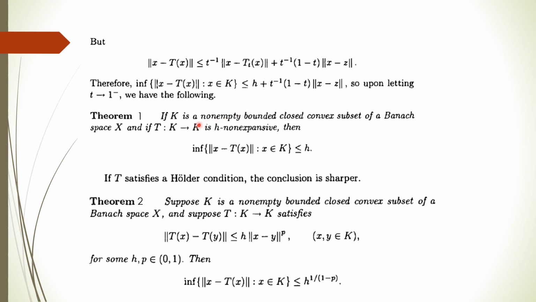So K is a non-empty bounded closed convex subset of a Banach space X, and T is a mapping which is h non-expansive, then the infimum of the norm of x minus Tx is less than or equal to h. So we have this result. Whenever K is a non-empty bounded closed convex subset of a Banach space, and T is a mapping going from K to K which is h non-expansive, then this result holds. Right, by using the above, the proof is given above.